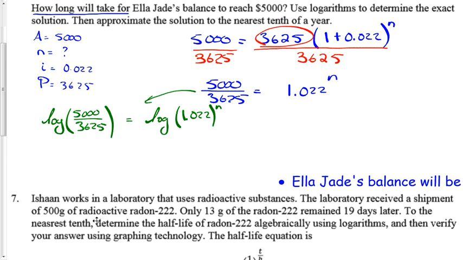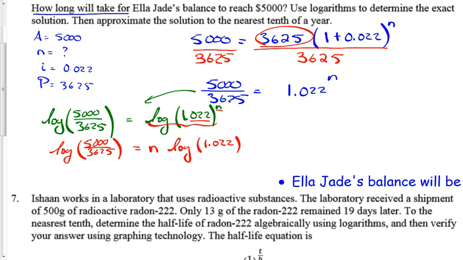And then we can use that law of logarithms that says if I have a power raised to an exponent, I can multiply the exponents. And remembering this whole logarithm is an exponent, that means I can bring the n down in front times the log of 1.022. And that will equal log of 5,000 over 3625. Everybody good up to there?